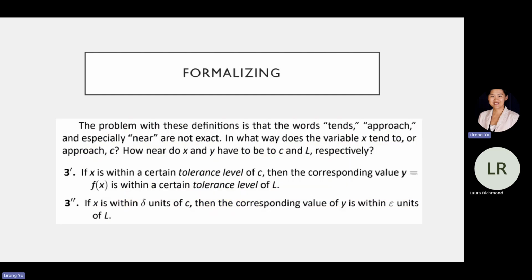All right, so how do we formalize this? The problem with this definition, with all my words in the discussion, is tend, approach, near. So we want to find a way to describe them. So here is 3 and 3 prime and 3 prime prime, saying if x is within a certain tolerance level of C, then the corresponding value y would be within a certain tolerance level of L. So meaning that if x is really, really close to C, closer than a certain amount, then y should be close to L, close by a certain amount. All right, another definition will be: if x is within delta unit of C, then the corresponding value y will be within epsilon unit of L.